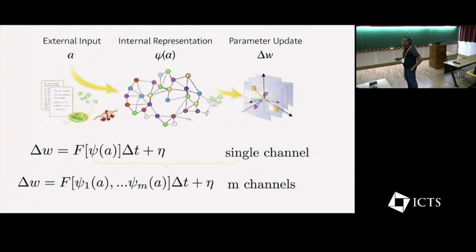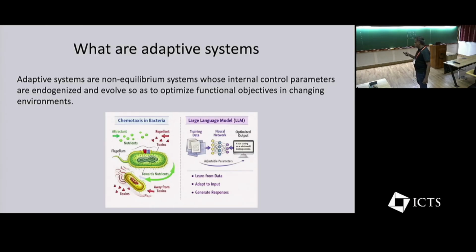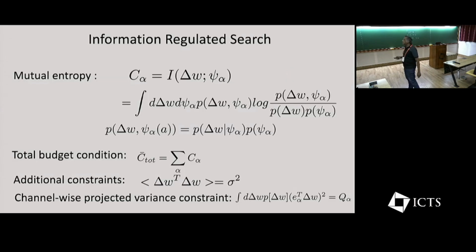A slightly more general form is that it takes a signal A, represents it in several such internal channels, and then does a nonlinear computation on that. This kind of definition of adaptive systems subsumes even things like large language models and many other biological systems. But now we have a highly nonlinear function, and we want to get to a point where we can have some kind of analytical handle over this problem. So first of all, we assume certain things.